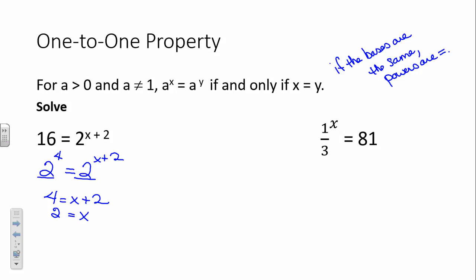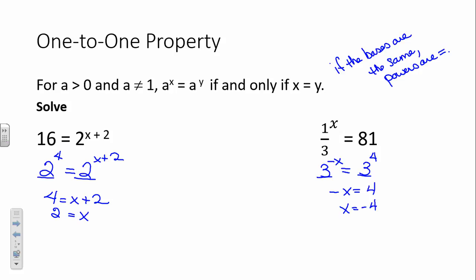What would our common base be here? 3. So what is the power of 3 right now? Negative x, right? It's in the basement, so it's a negative 1 if we bring it to the top. So we'll have a 3 to the negative x. And 81 is 3 to what power? 4th power. Like bases, since the bases are the same, the powers have to be the same. So if negative x equals 4, what's x?